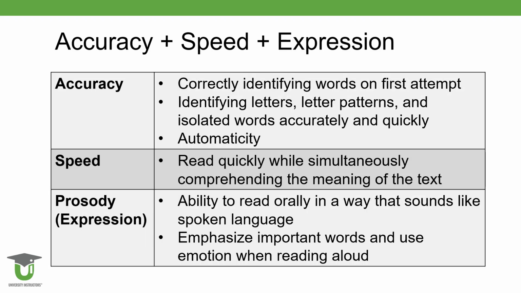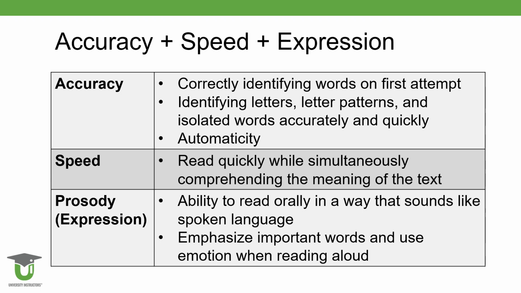An integral component of fluency is the ability to identify letters, letter patterns, and isolated words accurately. This is called accuracy, and quickly, otherwise known as speed. Fluency integrates this automatic word identification with the application of intonation, rhythm, otherwise known as prosody, and phrasing at the text level.